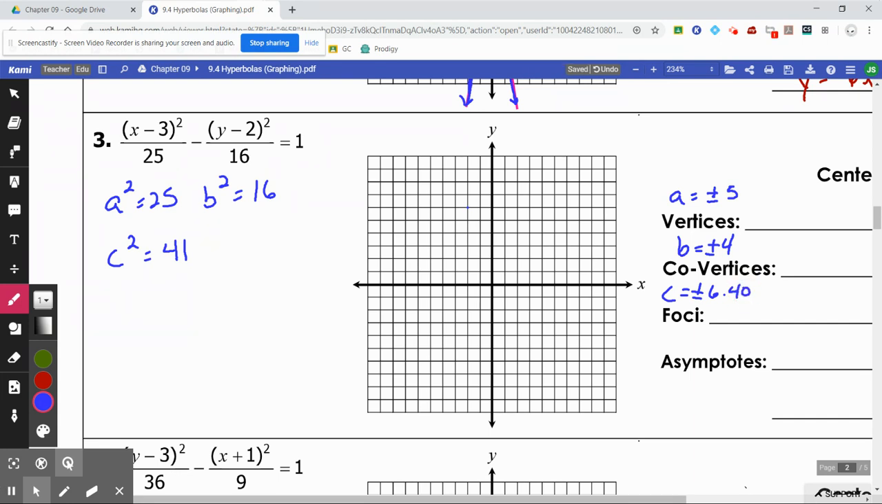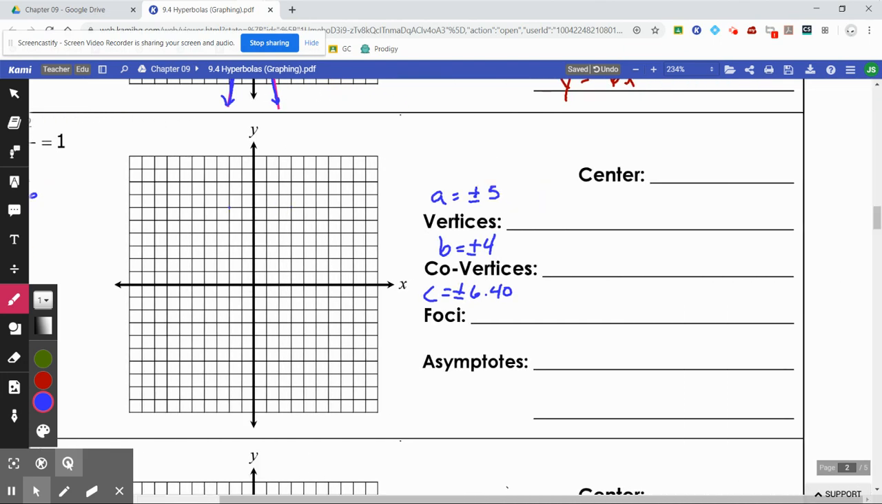The center of this hyperbola has been moved this time. A -3 and a -2 always works opposite, so that's going to move it right 3 and up 2. So that's going to be a +3 and a +2 will be our center. So our center is located at 3, 2, which is right there. And then that's going to be the center of all of our work.